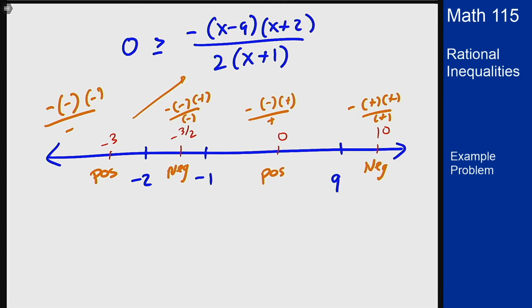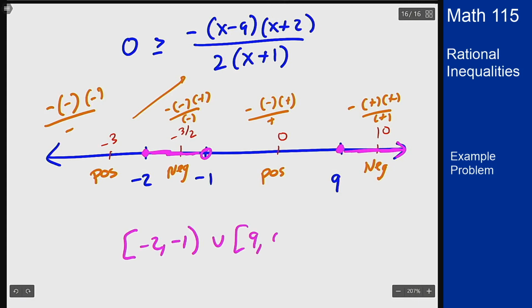Now, since I want where this expression is less than or equal to 0, that means I need to put solid circles at each of the roots of the numerator, and always the open circle for the denominator. And I want the negative intervals here. So I want this interval here, and this one at the top end. So my answer in interval notation is going to be bracket minus 2 up to minus 1, union bracket at 9 up to infinity. And that's how you work out that rational inequality.